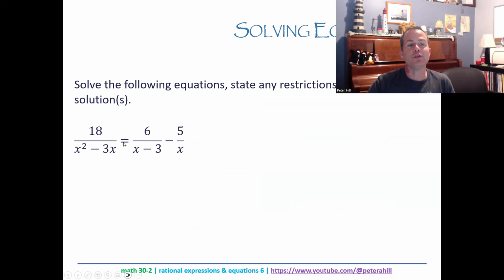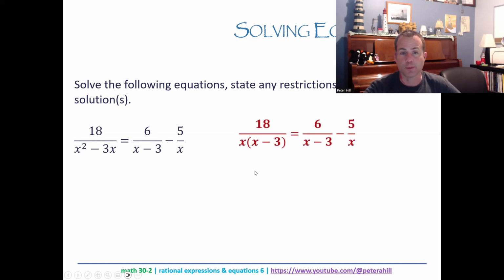Okay, 18 over x squared minus 3x equals 6 over x minus 3 minus 5 over x. Now, I've been ignoring step 1 for these first two examples, guys, because there was nothing to factor. But there is something to factor here. So I'm going to go ahead on this bottom left and take out an x. So I have that in factored form. So that'd be 18 over x times x minus 3. And then I don't do anything to the other side because there isn't anything to do with the other side.